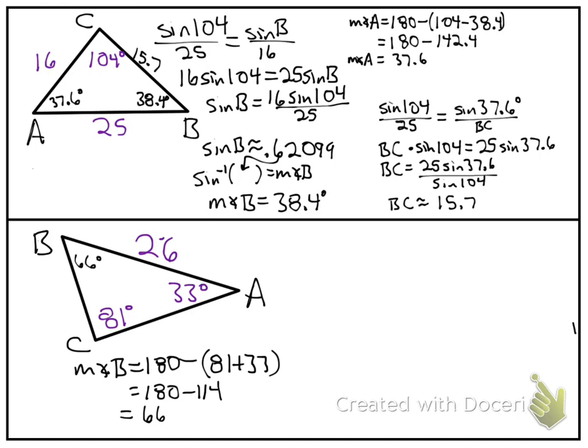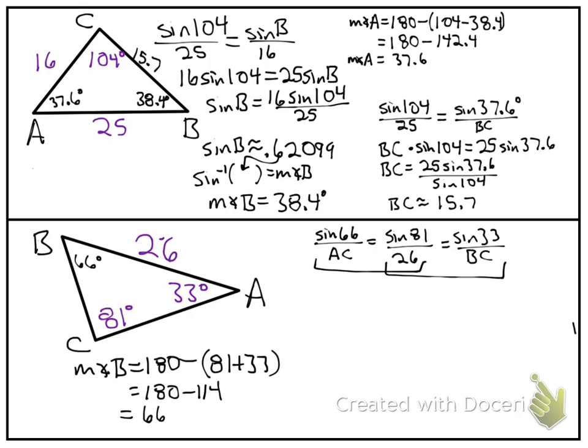Now we're going to write out our proportions with law of sines. I'm going to put all of it together. Sine of 66 is to AC is equal to sine of 81 is to 26, and that is equal to sine of 33 is to BC. This middle value, if we think similarity in all proportions, is kind of like a scale factor, a ratio that exists between all of them. So I'm going to do a proportion here and a proportion here that allows me to solve.